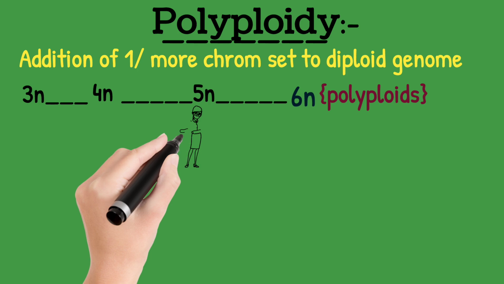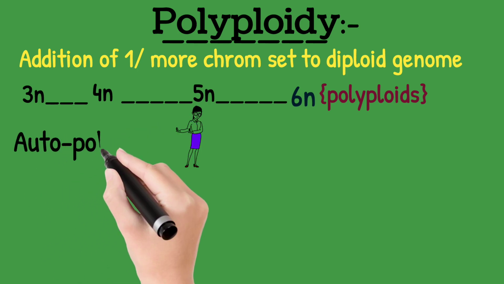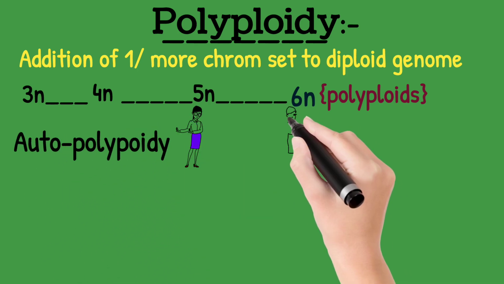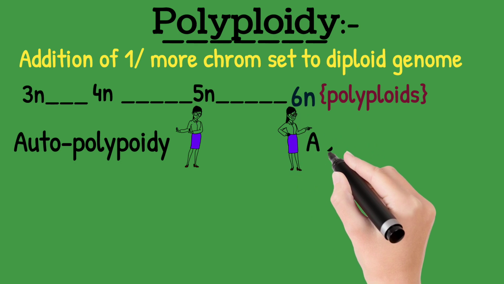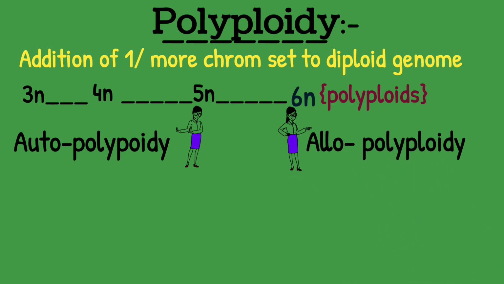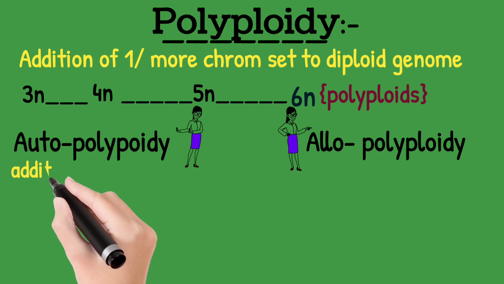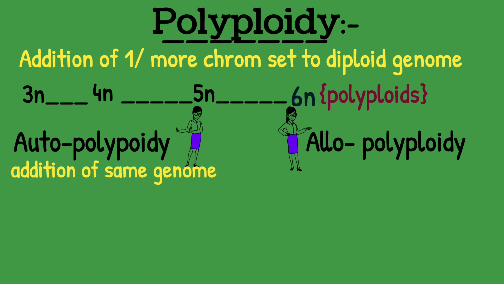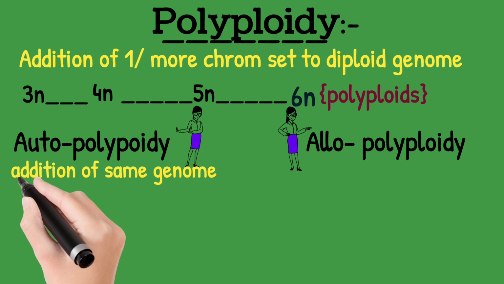Number one is known as autopolyploid, same set. Auto means same. Now here, the second one is allopolyploid, when a different set gets added to the genome. In autopolyploid, addition of the same set of chromosomes gets added to the genome.